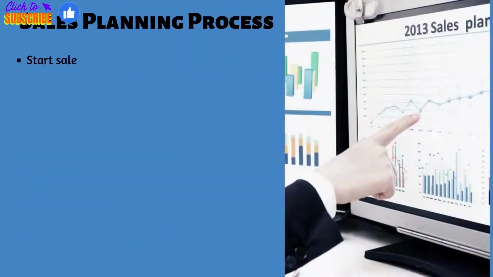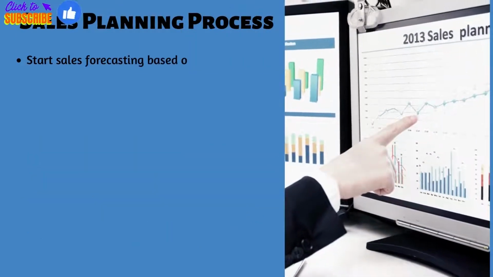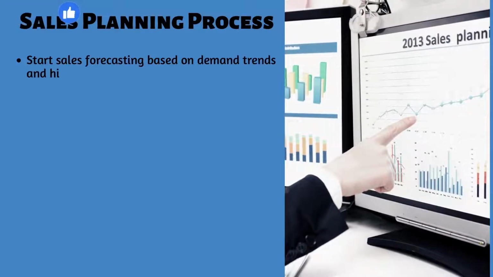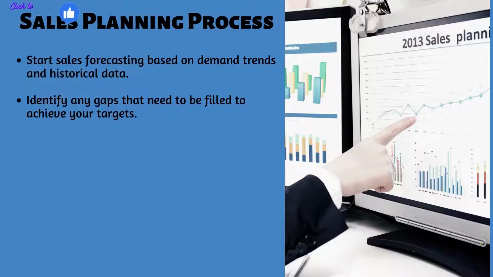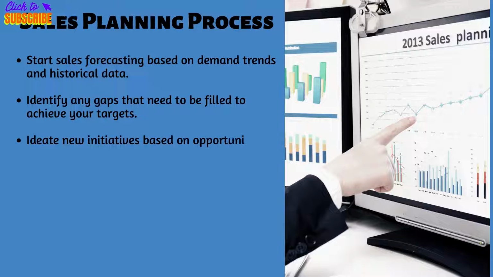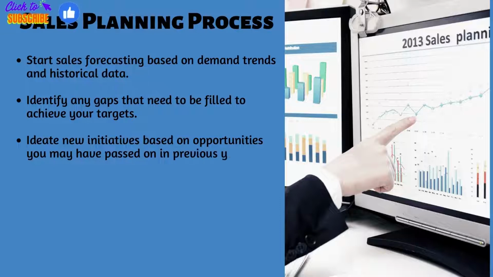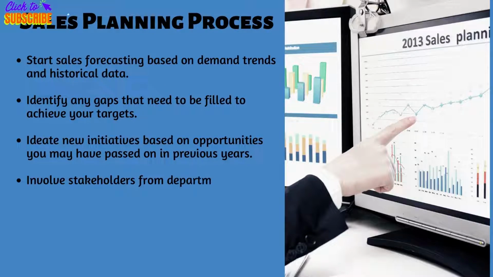succeed. The next part of the sales planning process is to start sales forecasting based on demand trends and historical data. Then identify any gaps that need to be filled to achieve your targets. And then ideate new initiatives based on opportunities you may have passed on in previous years. And then involve stakeholders from departments that affect your outcomes, such as marketing and product. And then the last one is outline action items based on capacity and quota numbers.